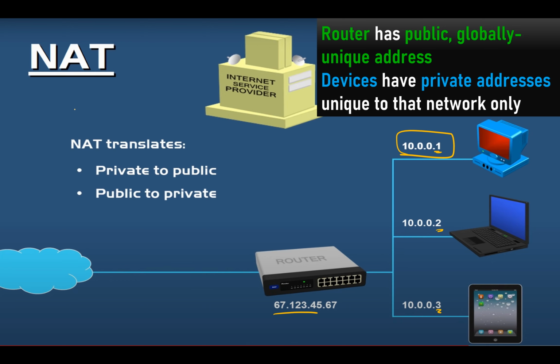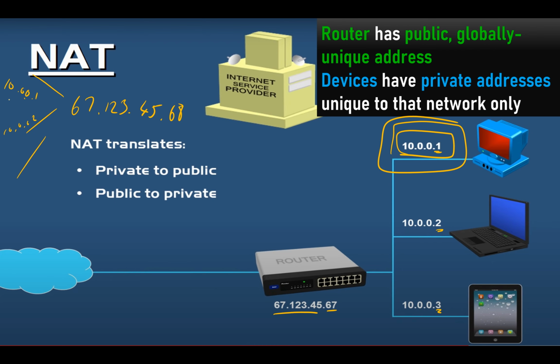Although what you could have is another network, let's say 123.45.67.68. And on this network you're going to have another device, maybe this one is 10.0.0.1, and this one 10.0.0.2. So here this one has 10.0.0.1, and here this one also has the IP 10.0.0.1. However, since they're on different networks, as specified by the router's public IP, they're not considered the same device. We'll see how that works in a minute.